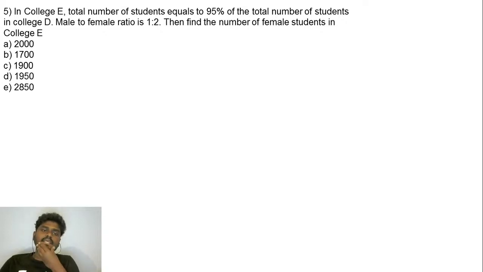In college E, the total number of students equals 95% of the total number of students in college D. You have a new college again, college E, which is 95% of the total number of students in college D. And they've given you the male to female ratio as 1:2. You need to find the number of female students in college E, right? Come on, just go for it.